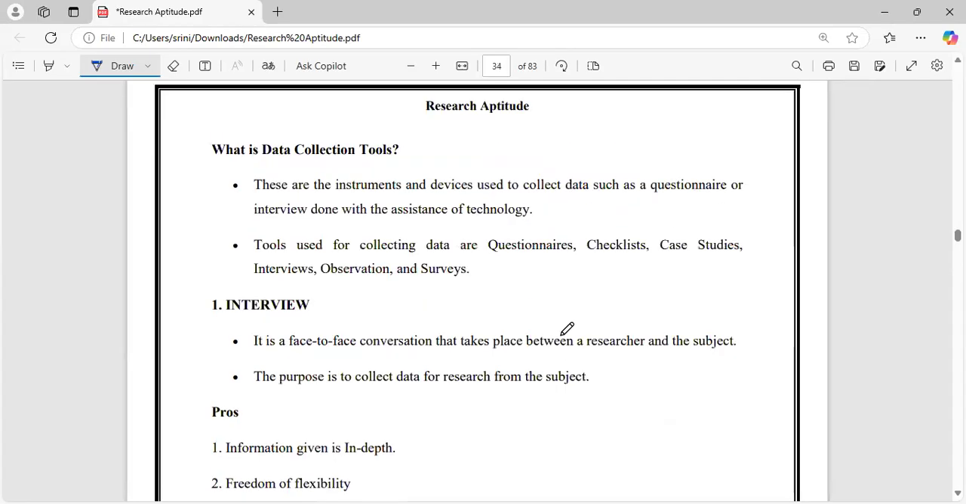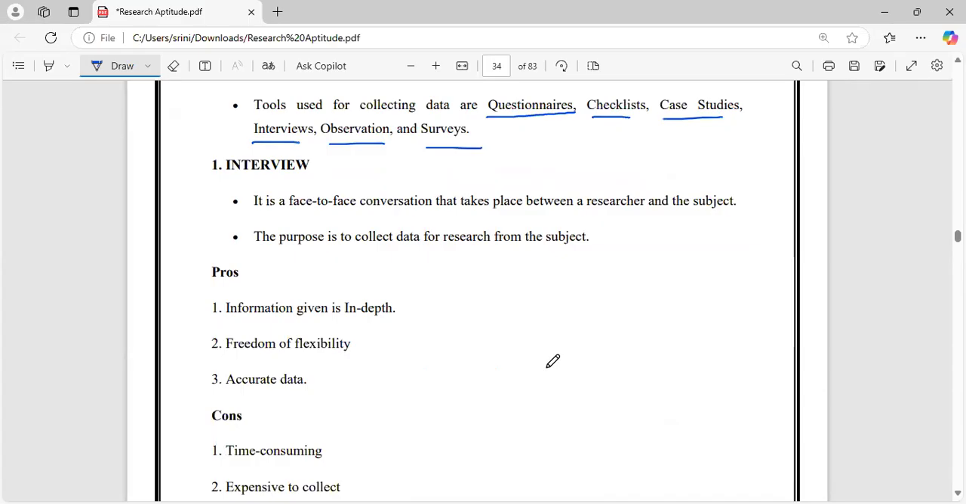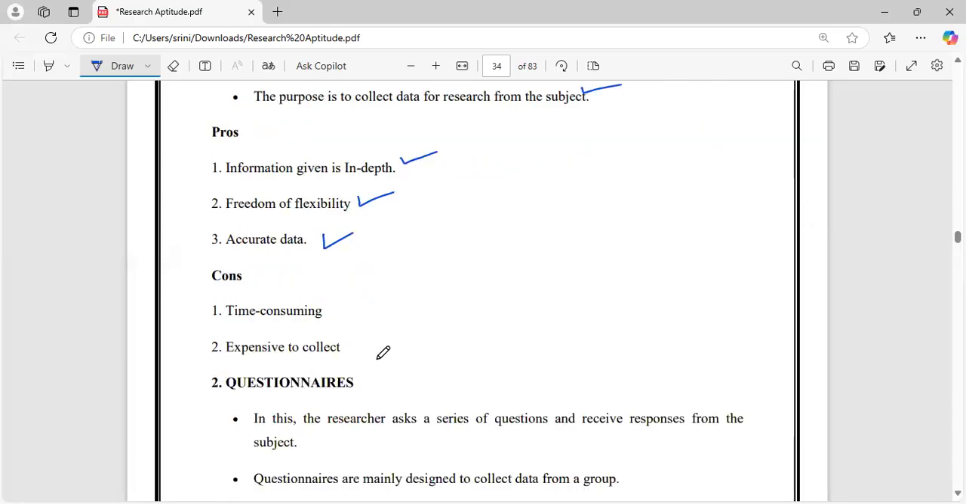We can use tools to collect data, such as questionnaires, checklists, case studies, interviews, observation, and surveys. In an interview, there is a face-to-face conversation between the researcher and the subject, whoever is giving responses. The purpose is to collect data for research from the subject. Advantages include that the information given is in-depth, with freedom and flexibility, and accurate data is given. Disadvantages include that it is a time-consuming process and expensive.